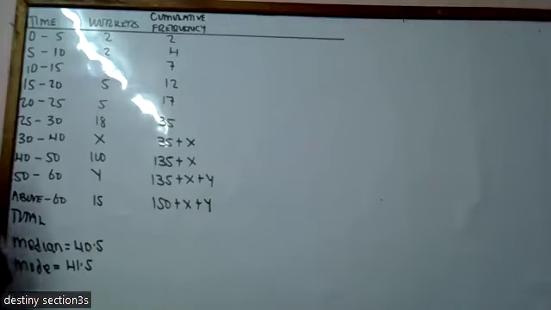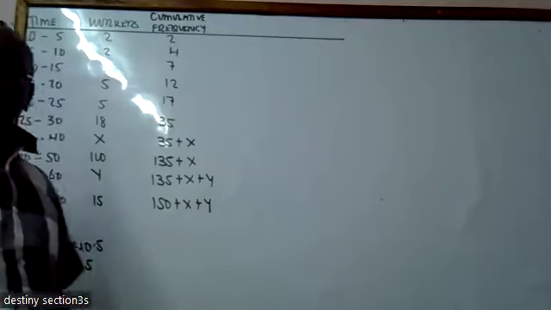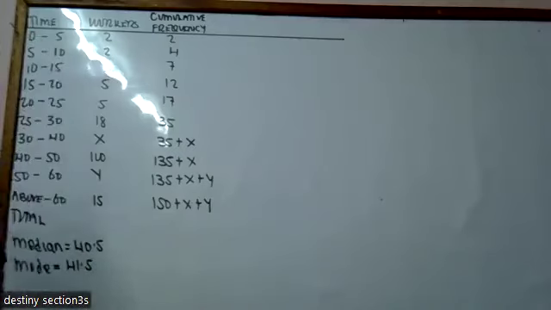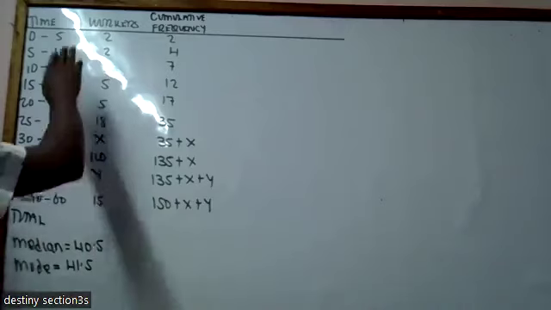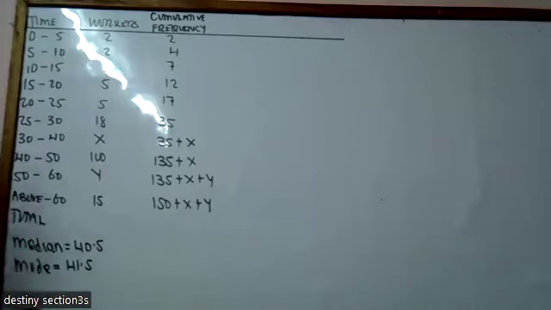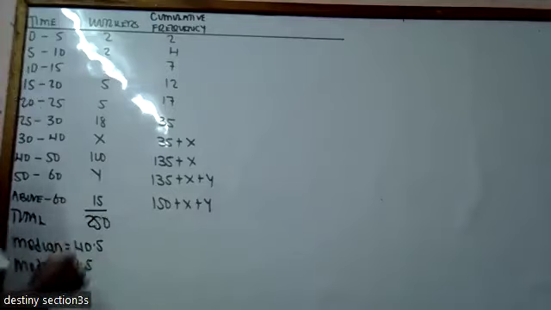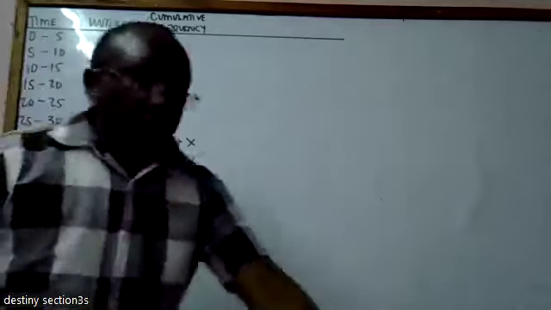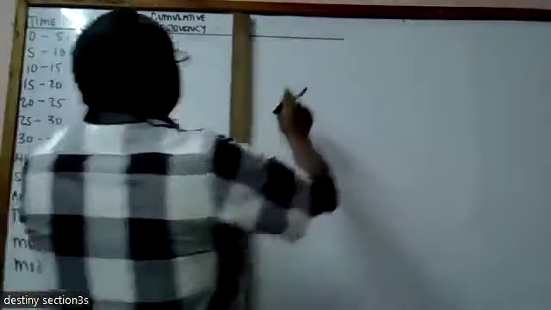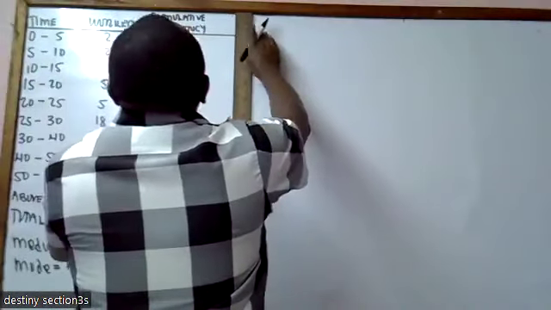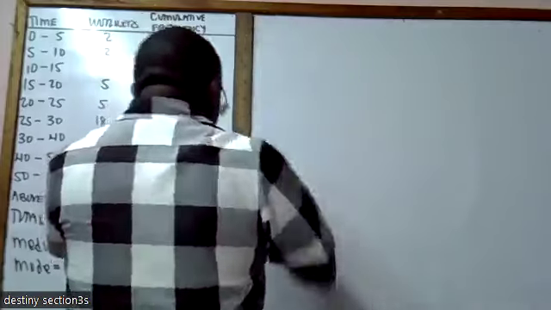And we know that the total should be how many? Tell me the total. I don't have the question here with me. How many workers are there? 250. So this one is 250. So with that, I don't think I'll need another column.